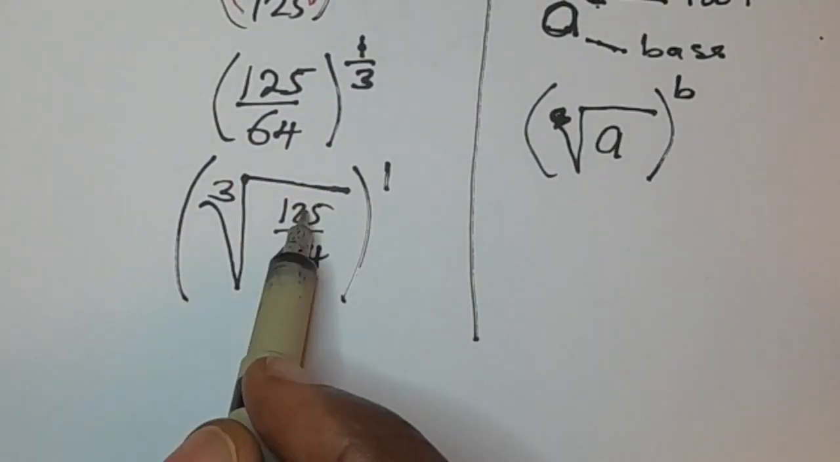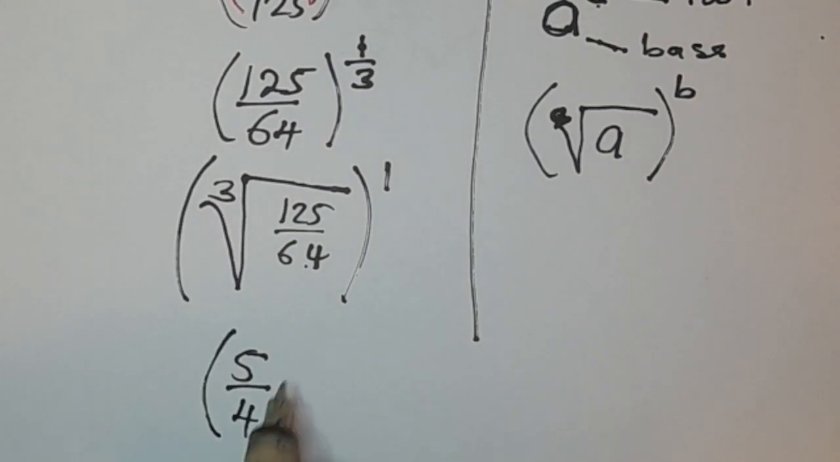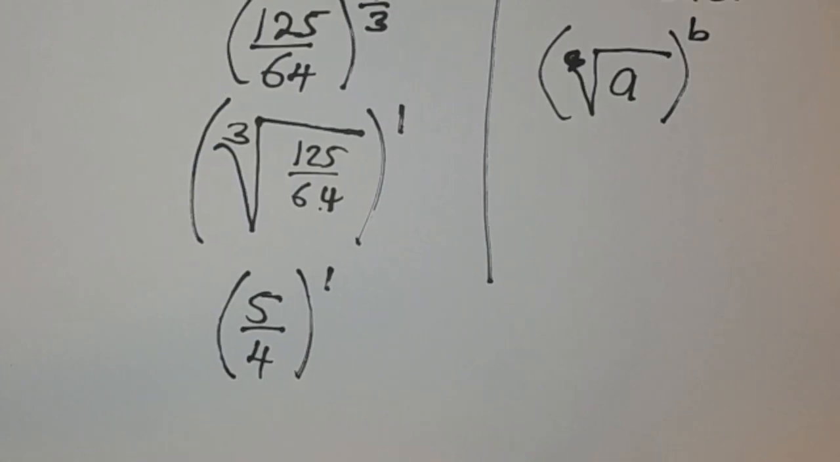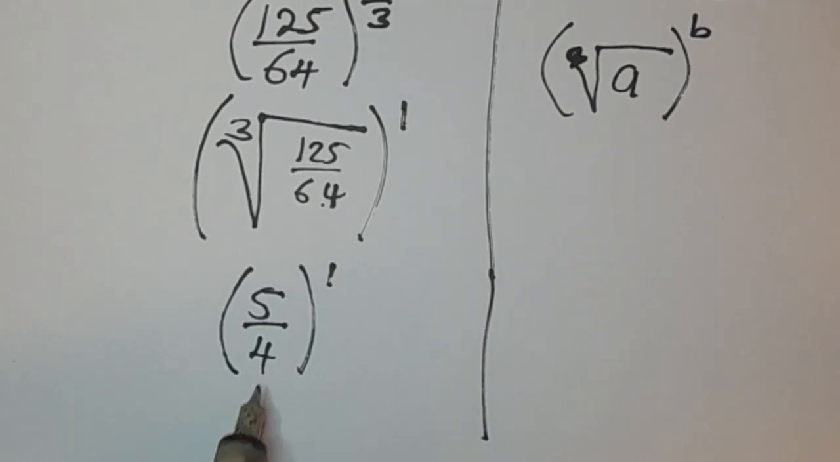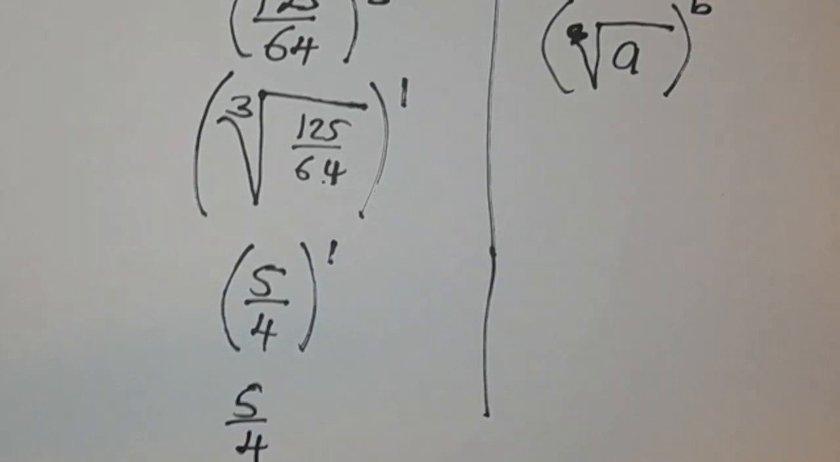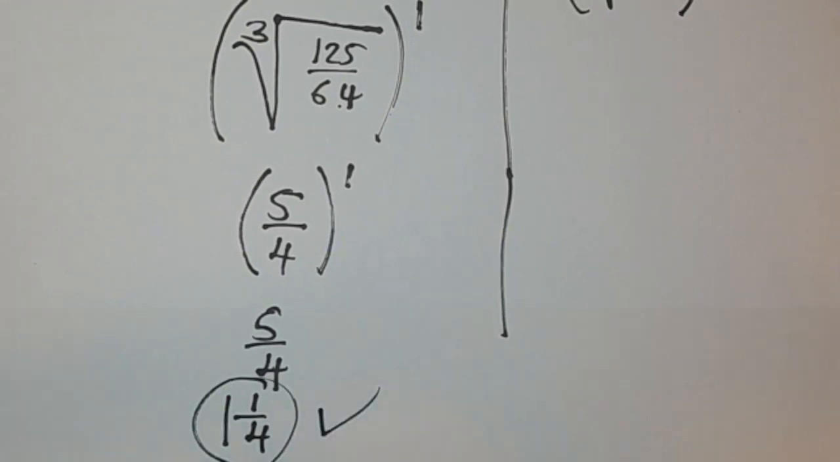So the cube root of 125 is 5 over the cube root of 64 is 4. Then being raised to the power 1. Okay? So now here, anything raised to the power 1 is just itself. So you have 5 over 4, which simplifies as 1. How many 4s are in 5s? It's 1, remainder 1 over 4. So this is the answer.